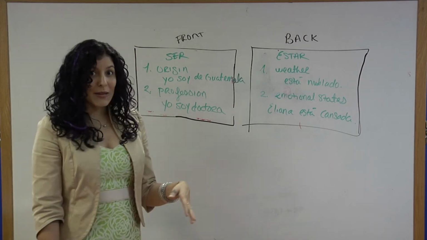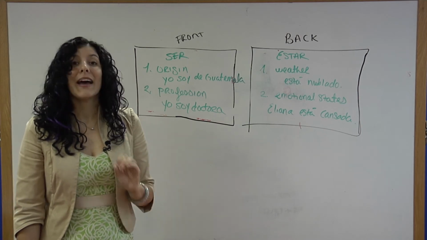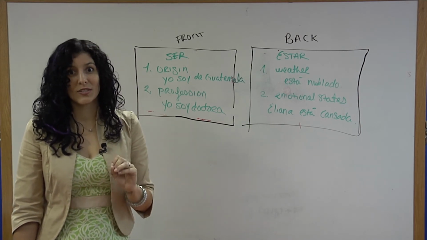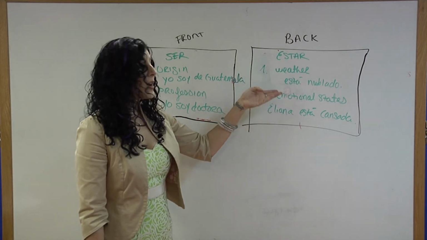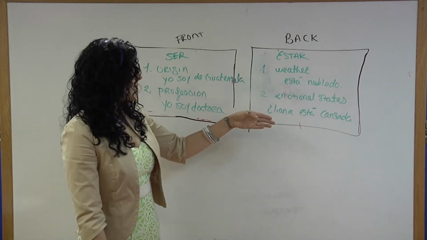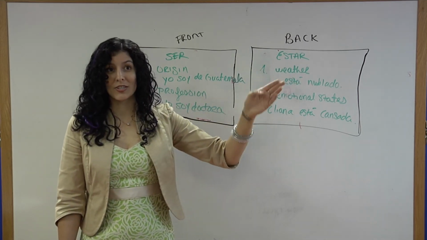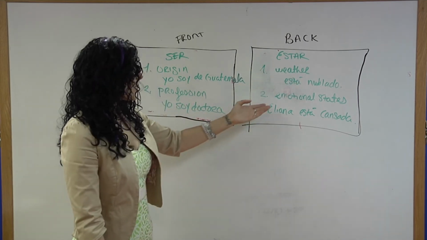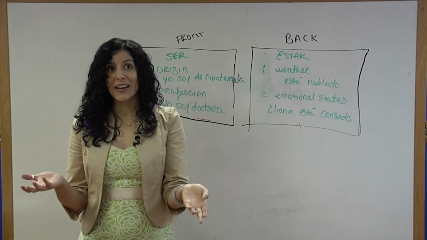On the back of that same note card, I would like you to write 2 instances that you would use estar, and then 2 sentences that reflect those situations. For example, estar you might use for weather or emotional states of being. So, for example, está nublado would be an example of a weather condition. It's cloudy outside. Or an emotional state of being. Eliana está cansada. Eliana is tired.